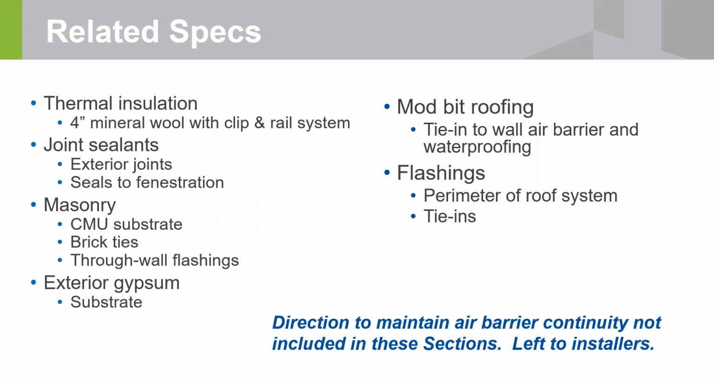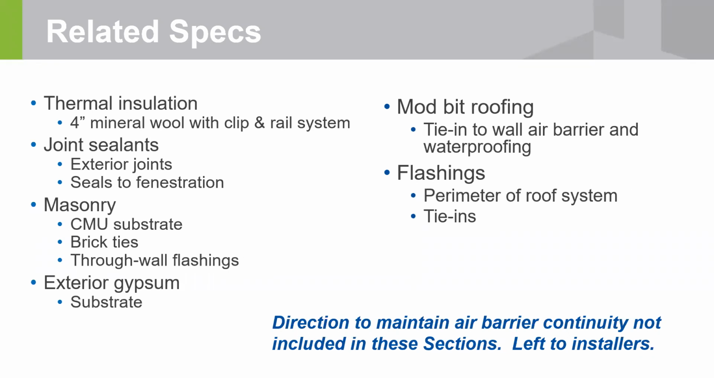And then you had some related sections where, even if it wasn't the materials provided by Carlisle, it was materials that were either going over it or joining to it or sometimes going through it. So you can see here an array of materials. You've got the exterior insulation, which is a thermal insulation. It was a 4-inch mineral wool with a clip and rail system. So all those rails had to be attached through that air barrier. And yes, we had to make sure that was air and water tight. And then once those rails are on there, it doesn't really matter what happens outboard of that from an air and water tightness standpoint anyway.